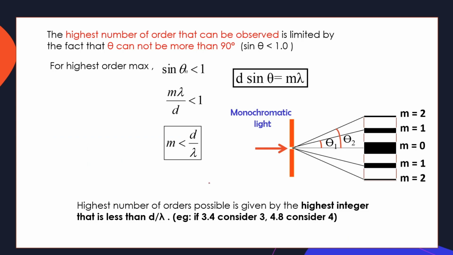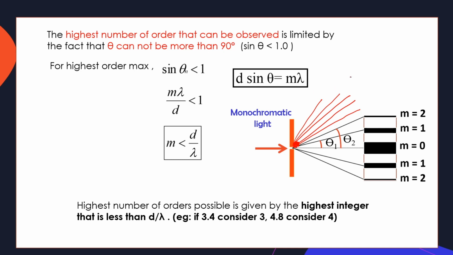Okay, now look at this part. The highest number of order that can be observed is limited by the fact that theta cannot be more than 90 degrees. So logically, if we draw the lines of rays here, let's say the rays here can produce the third order of bright fringe, the fourth order, the fifth order, and so on. So the maximum angle is equal to 90 degrees.